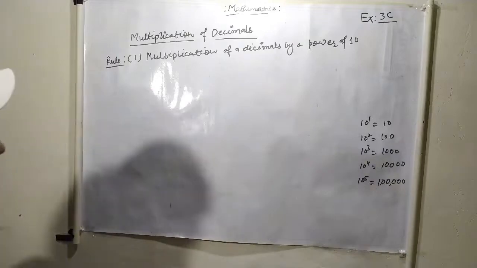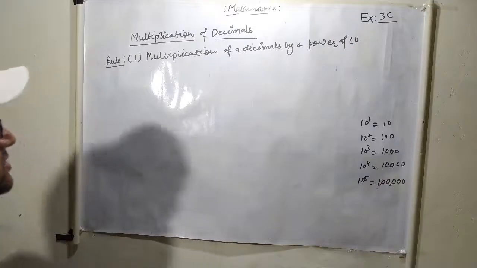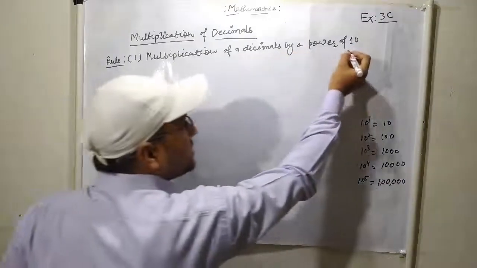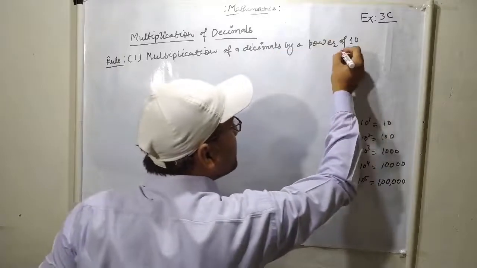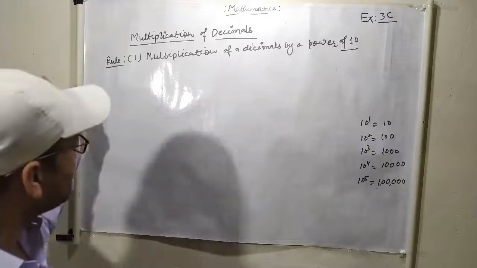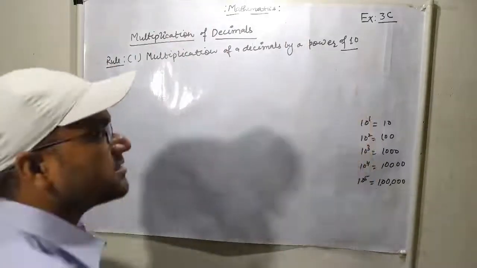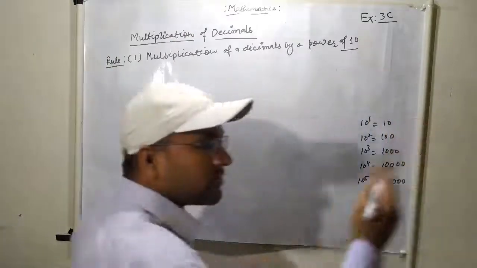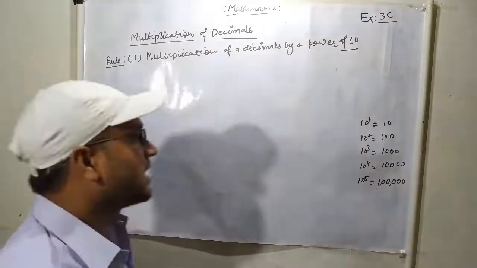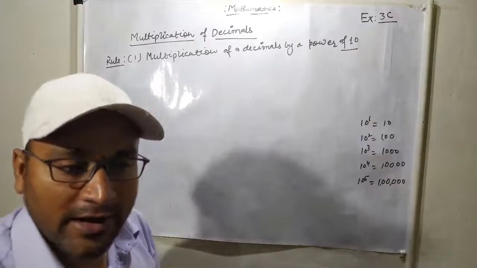If you multiply any decimal by a power of 10, it's very easy, students. What is the rule? If you multiply any decimal by 10, 100, 1000, your decimal point shifts from left to right. If it is 10, it shifts 1 place to the right. If 100, it shifts 2 places to the right. If 1000, it shifts 3 places to the right.